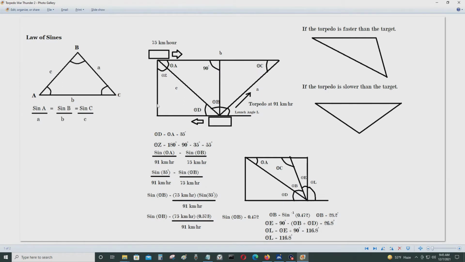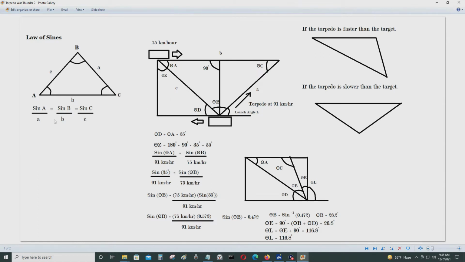So this is 90 degrees right here. We know what this is, so we should be able to find that, because the sum of the angles of a triangle is 180 degrees. So that's 180 degrees minus 90 degrees minus 35 degrees. So that's 55 degrees right here. So 90 degrees minus 55 degrees is 35 degrees. So theta A is 35 degrees.